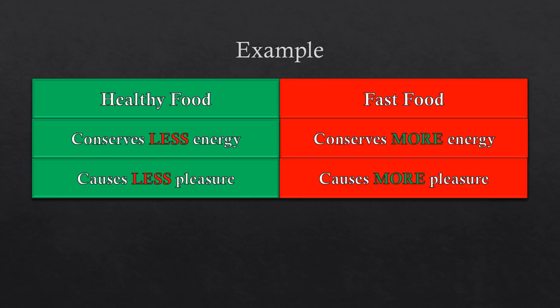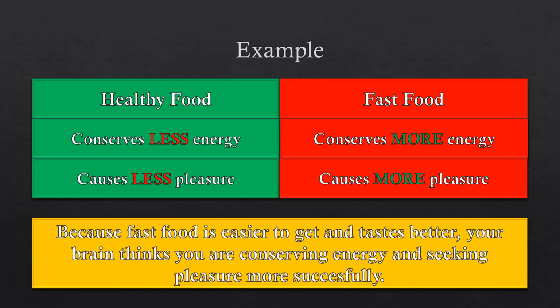Beyond that, the high-calorie, high-sugar, and high-fat fast food will activate the pleasure centers of the brain much more than the healthy food will, because of this higher density of things that give us pleasure. To your brain, the fast food not only tastes better, meaning that it gives more pleasure, but it also conserves energy. It's quicker and easier to get.